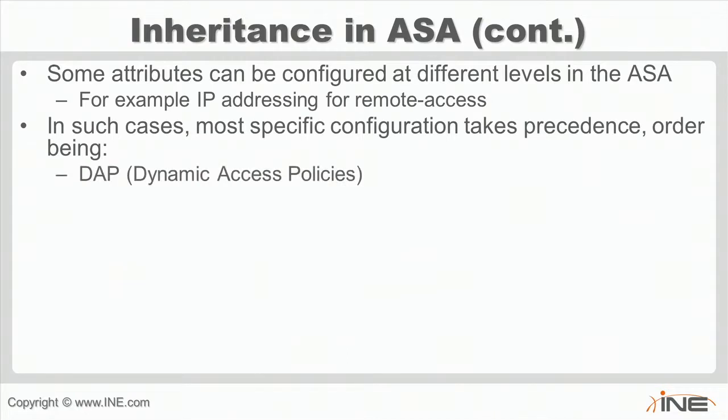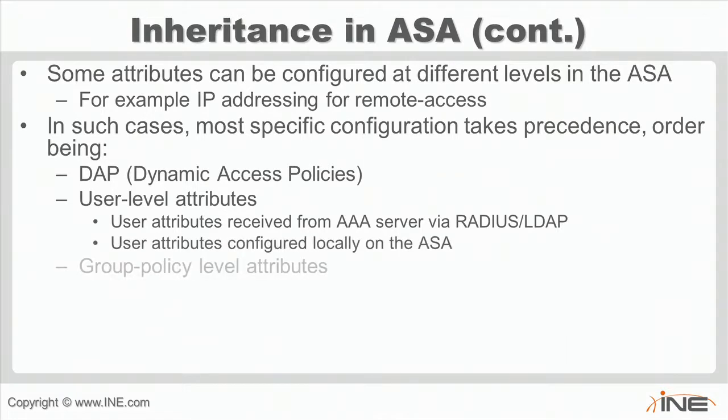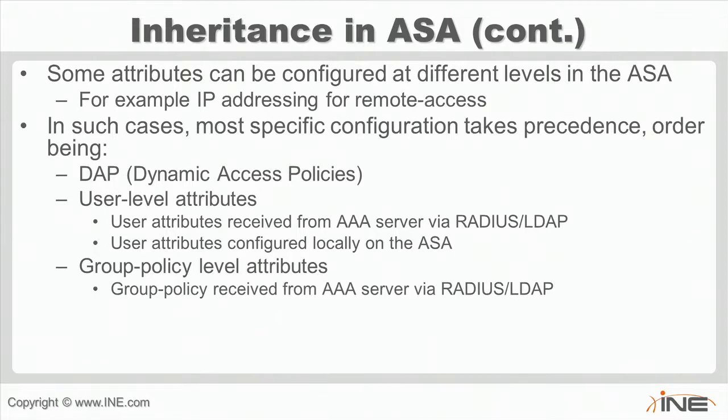So the first one you would check, the most specific one, is the dynamic access policy, or DAP. And then it's going to be the individual user attributes. Basically, this stuff would be things like you download from your AAA server. Okay, so the AAA server could maybe have an ACL that you use as the VPN filter for that individual user. That would override an ACL that you have at the group policy level. So the group policy could also be received from the AAA server, or it could be local.